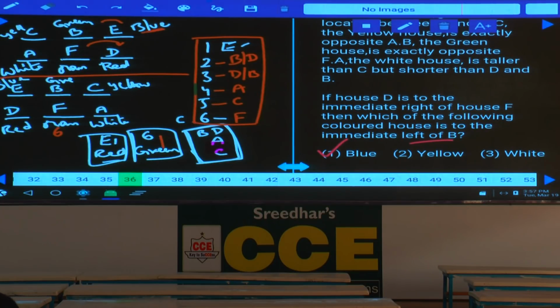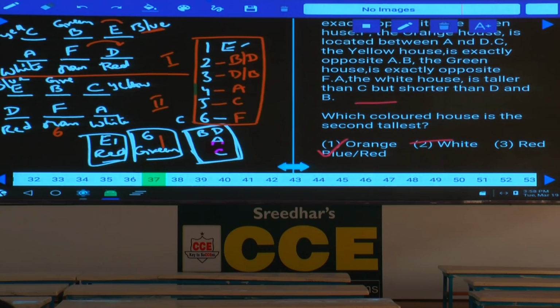Clear now? Here we are getting two different possibilities. This is the first one and this is the second one. Now between these two, for question number 36, we need to choose the first one because of the information given: house D is to the immediate right of F. Then question number 37, which colored house is the second tallest?